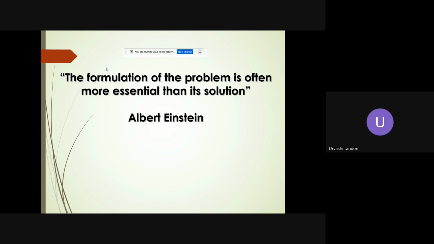But if the problem is not identified well, then again it will be a problem, because most of the time we think of symptoms and say, okay, that is the problem. No, that is not the problem. The problem is something lying somewhere else, which we need to find out, we need to dig out.